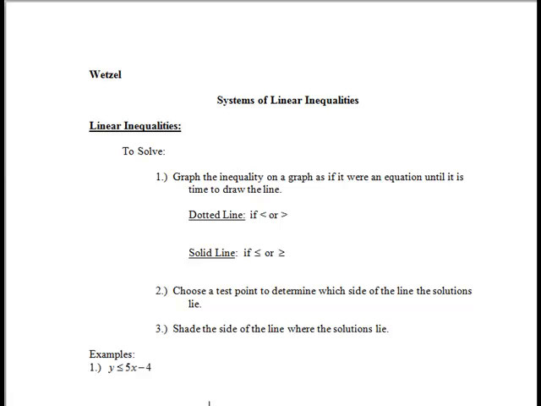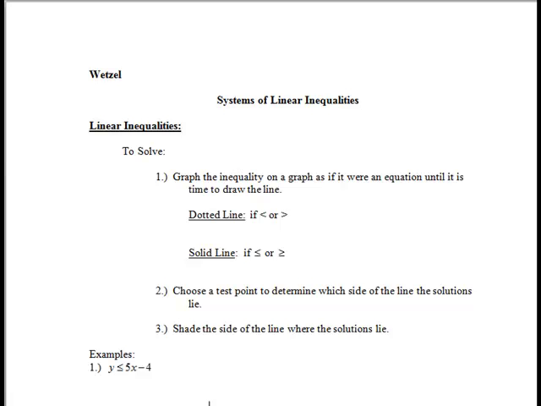Systems of linear inequalities. Obviously, we've been working with systems of two linear equations, so now we're going to be working with systems of two linear inequalities. We know the four inequality symbols, they just replace an equal sign. And we're going to begin by reviewing how to graph one individual linear inequality.